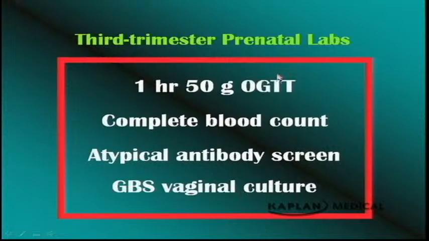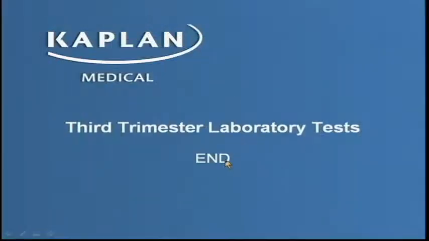Now, we will discuss these all in detail. These will be the chapter on medical complications. This screening for anemia will be for medical complications. The atypical antibody screen we will talk about in the section on isoimmunization, and the GBS vaginal culture we'll talk about on the section on perinatal infections. And that is the end of third trimester laboratory testing.